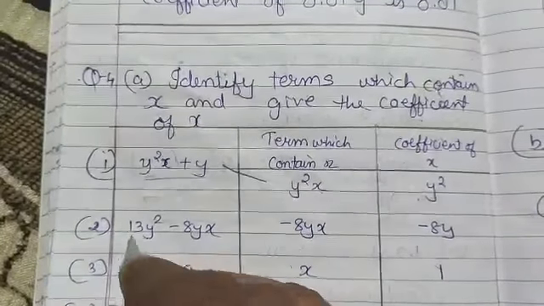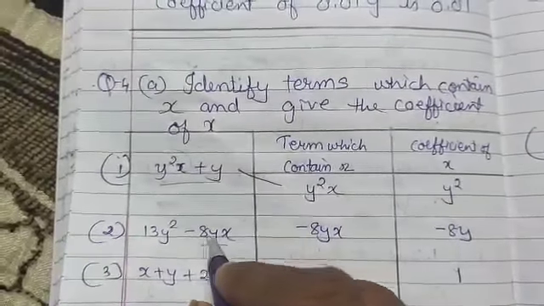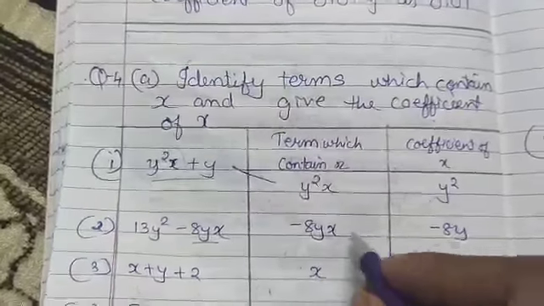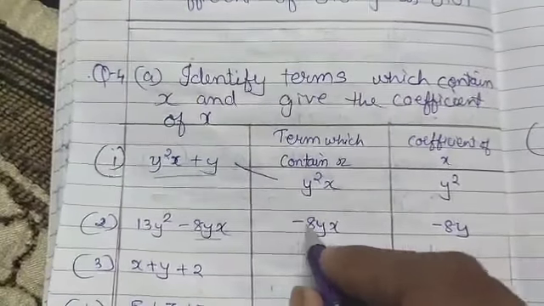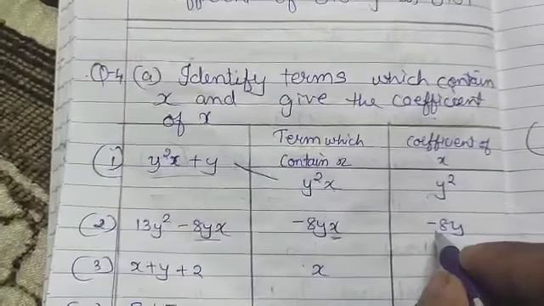Then for the second one, two terms are there. You have to write down the term which contains x, that is minus 8yx. And what is the coefficient of x? You have to write down minus 8y as the coefficient of x. Write down negative 8y.